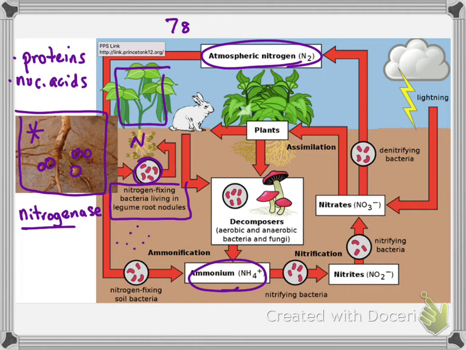Now in nitrification, right here, there's a host of soil bacteria that go ahead and participate in turning the ammonia into these nitrates, the form of nitrogen that can actually be used by plants. And this requires, like I said before, a two-step process performed by two different types of bacteria.